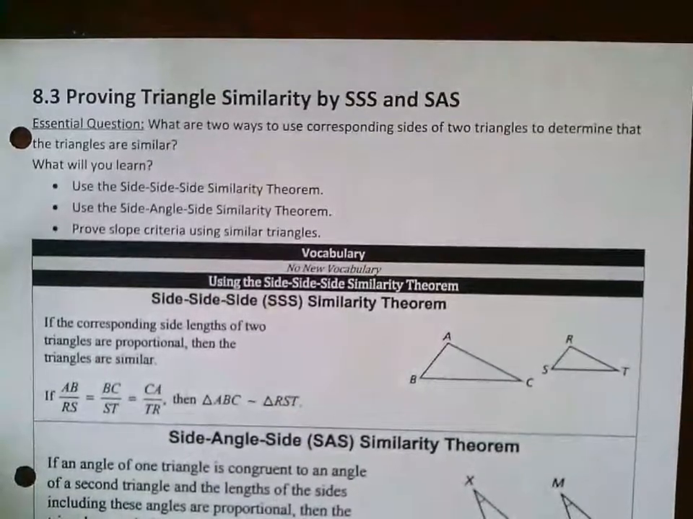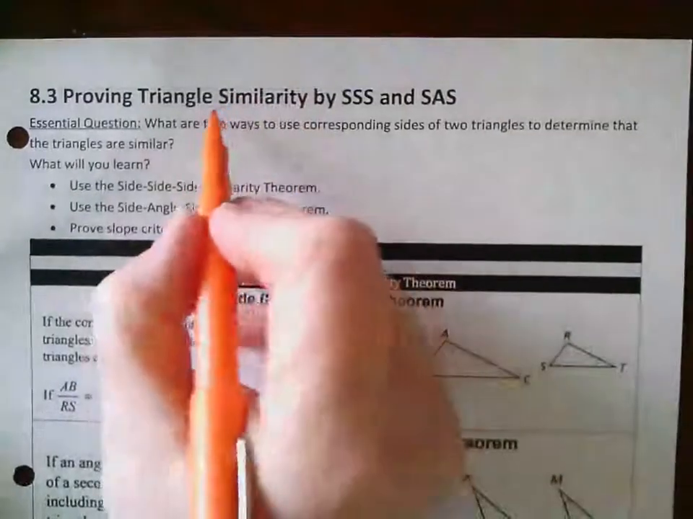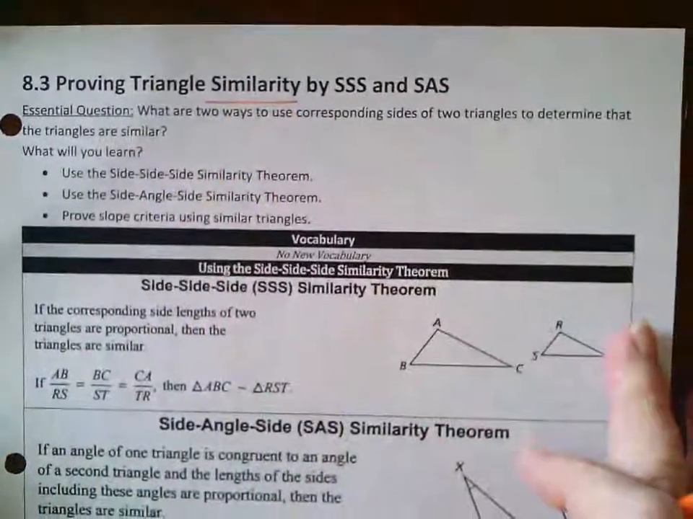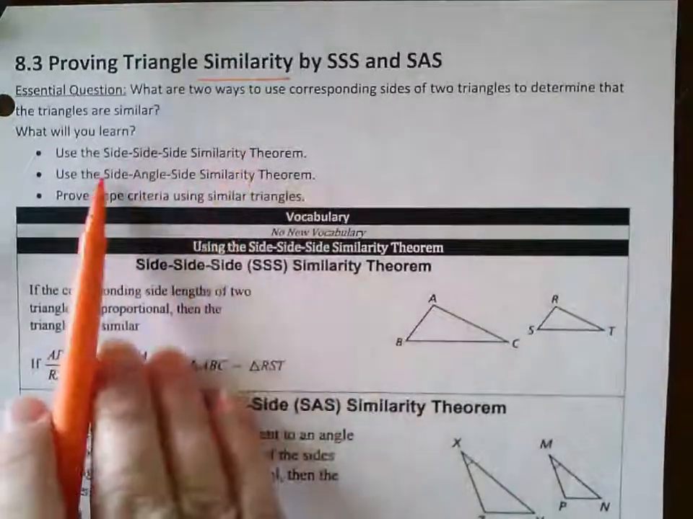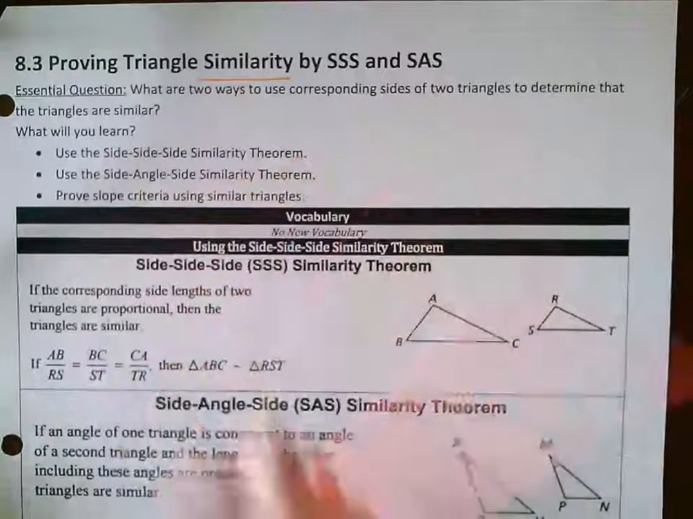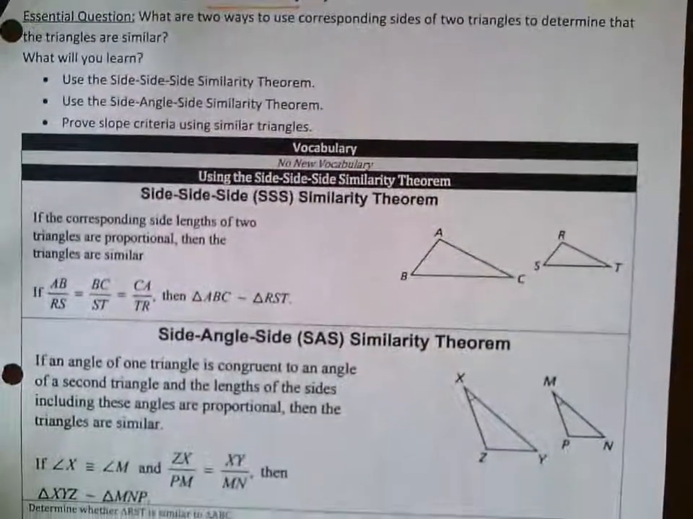Okay, so this lesson is on proving triangle similarity by side, side, side, and side, angle, side. Remember, these are two things that we learned before when we were proving congruency, but we're going to use the same type of thing now for proving similarity. So that's the difference between it. So we're going to learn how to use the side, side, side similarity theorem and the side, angle, side similarity theorem. And we're going to use slope.